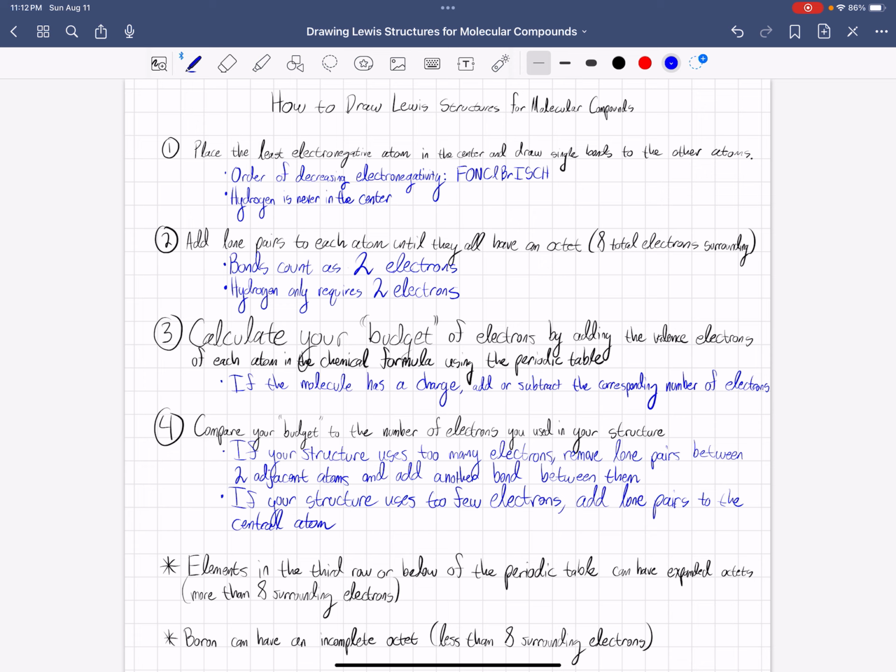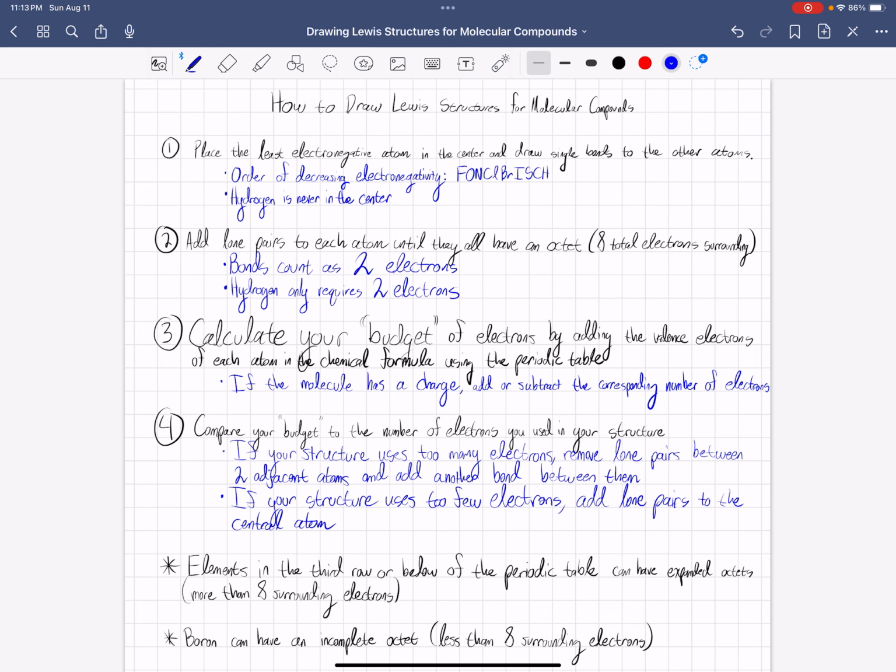Hello everyone, this is Harrison Galway, and today I will be teaching you how to draw Lewis structures for molecular compounds, which are the same as covalent compounds. So I've written out here the steps that I like to use to do this. I'll walk you through them and then we'll do a couple examples.